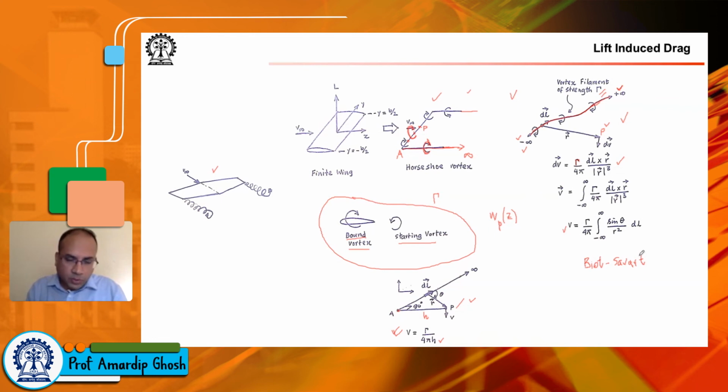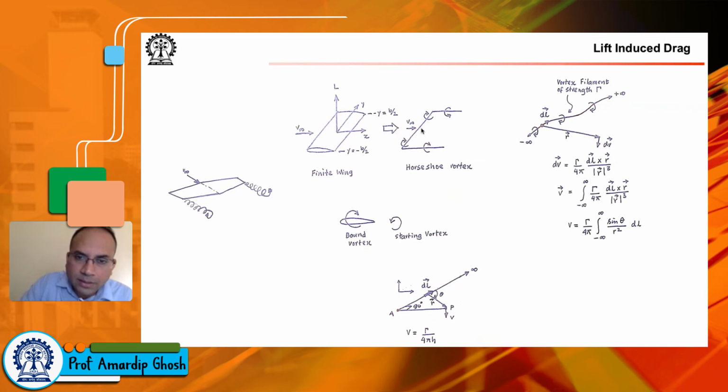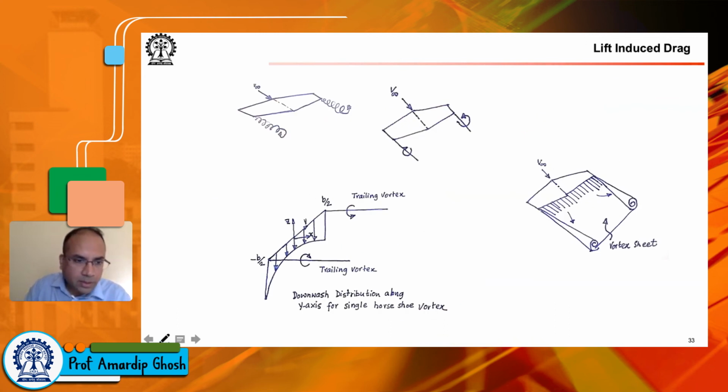So I think that's the source of this idea that the Biot-Savart law can be used for finding the velocity field induced at a location due to a vortex filament. Okay, so once you know what W induced is here, you can obtain the W distribution. For example, the downwash distribution along the y-axis for a single horseshoe vortex.